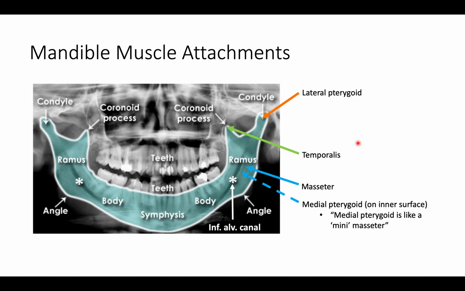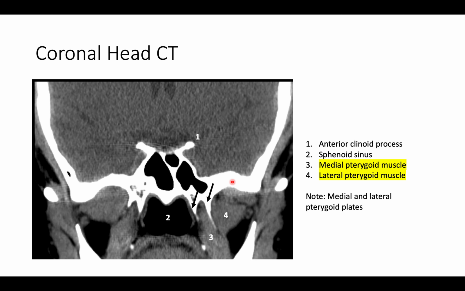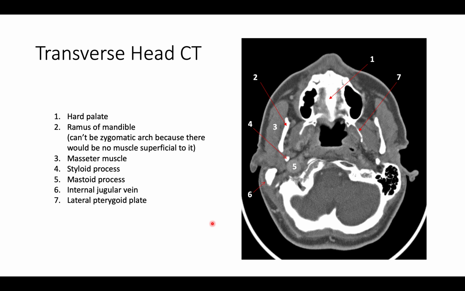So let's look at these attachments again. Lateral pterygoid at the condyle, temporalis at the coronoid process, and the masseter and medial pterygoid at the ramus. Okay, let's look at it on a CT scan. Number 3, we've got the medial pterygoid. This is going in between the medial and lateral pterygoid plates. Here's the medial, here's the lateral. Right here, number 4 is the lateral pterygoid muscle. It's going to be on the outside portion of this lateral pterygoid plate.